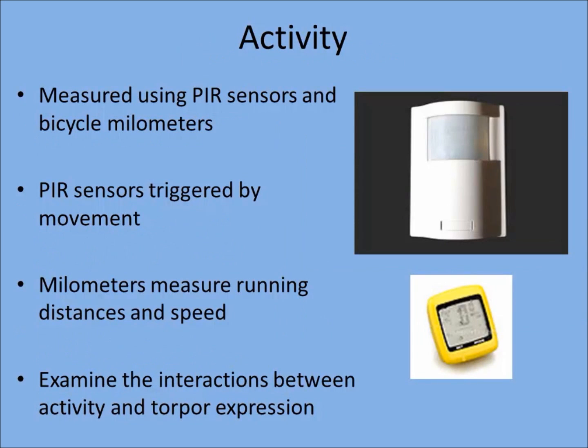I'm measuring activity using a combination of passive infrared sensors and bicycle mileometers. The passive infrared sensors will be placed on top of the Phascogale's cages and are triggered by movement. The mileometers are placed on top of running wheels, which are included in the cages, and they measure average running distances and speed during the active period. This portion of the study is aimed at observing whether there is any interaction between daily activity and the expression of torpor.